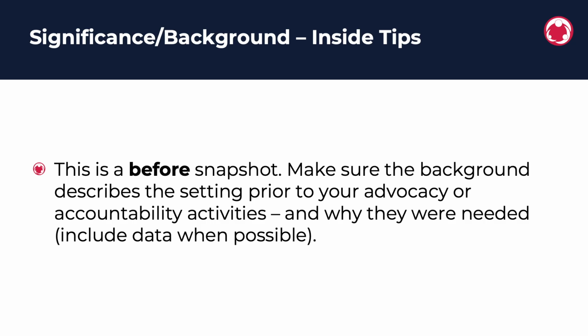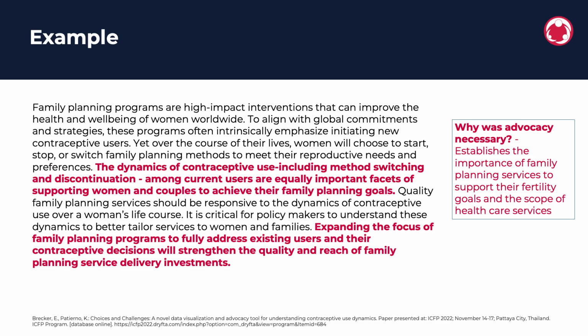One big insight tip for this section is not to give the background story of the development of your advocacy tool or intervention. There's a different section for that. Instead, the significance and background section is your before snapshot. It should describe your particular setting prior to your advocacy or accountability activities and why they were needed in the first place. Here is an example from a previous ICFP advocacy abstract. I will pause for a moment so that you can quickly review, and then we will discuss some key components.